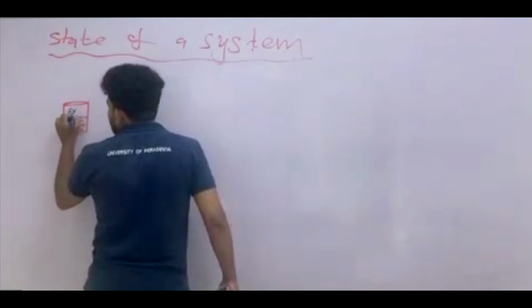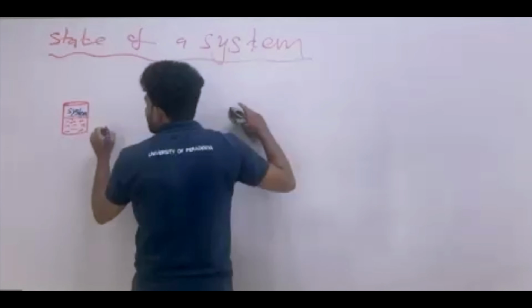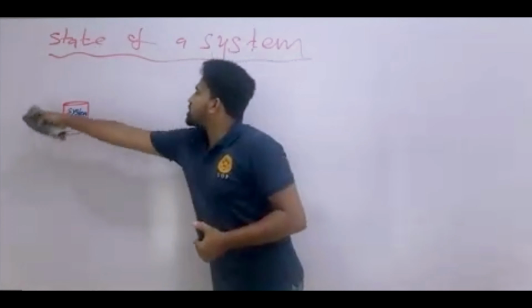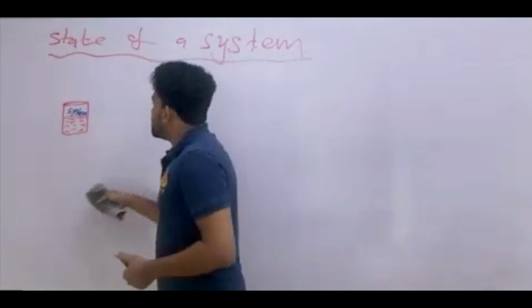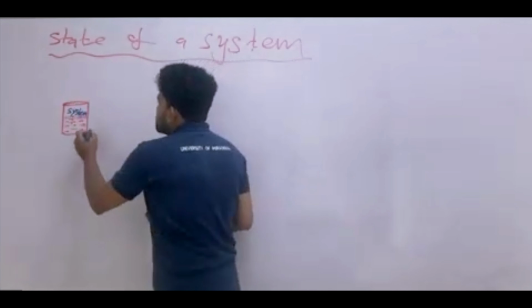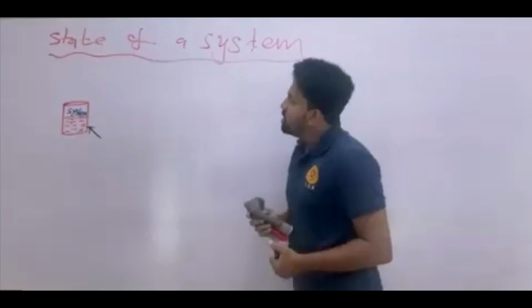So here, the inner side is our system. This is our system, right? This is our surrounding, and this is our system. This is our system, and this is the boundary, and this is the surrounding. All the other things are surrounding.